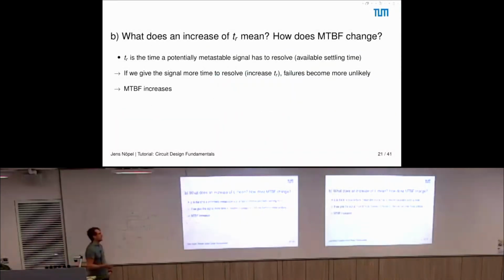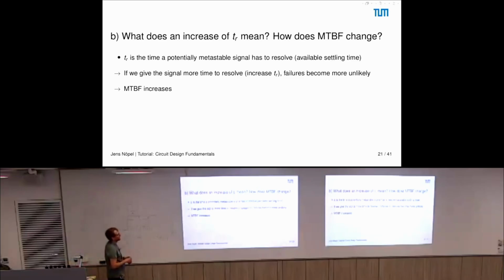So what is TR standing for? As said before, this expression here describes the probability that a metastable event does not settle in a certain amount of time, and this certain amount of time is TR. So you could also say this is the time a potential metastable signal has to resolve in order to be correctly handled.